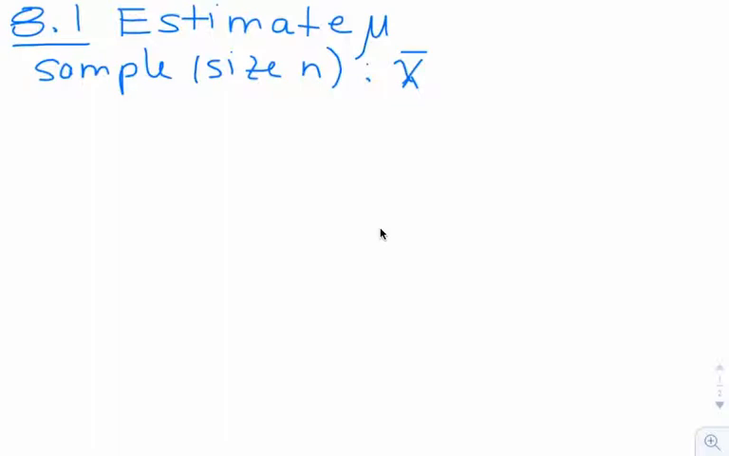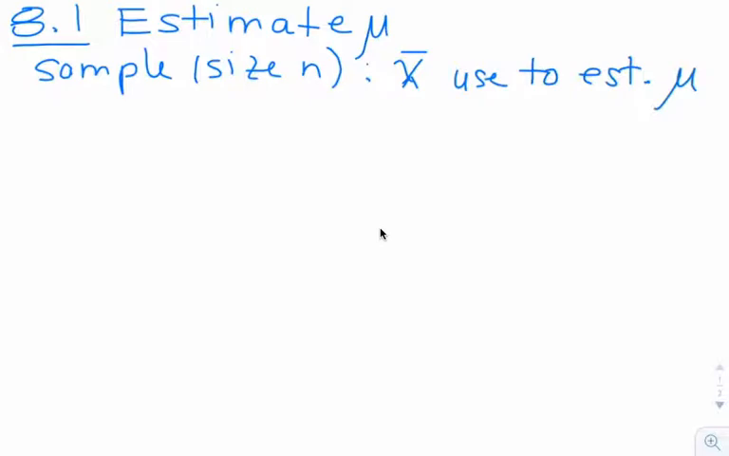So the idea is to use this to estimate the population's mean. Of course, we're going to be a little bit off. So the idea is we're going to say, well, I don't know what the population mean mu is, but it's between these two values. Okay, so it's between this and this.